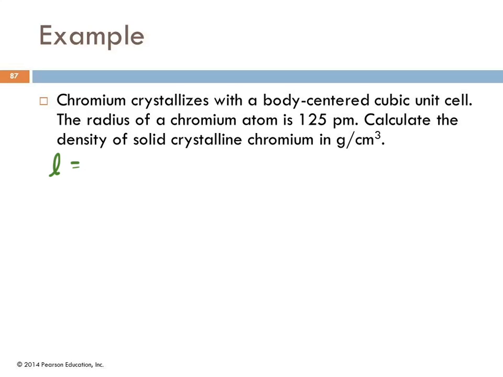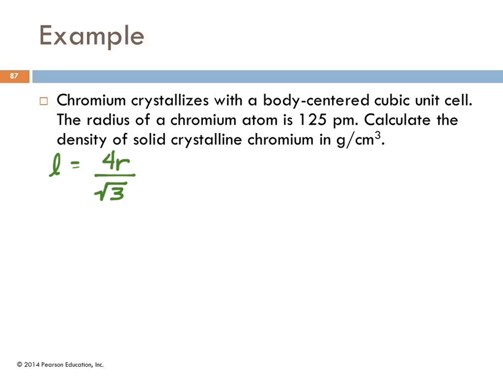So L equals 4R over the square root of 3. This is R in picometers. How are we going to find, well, let me back up even further. What is density? Mass over volume. Knowing the radius of the atom and the length of this cube, could we calculate the volume of the cube? Yeah, we could. What would the mass of the cube be?